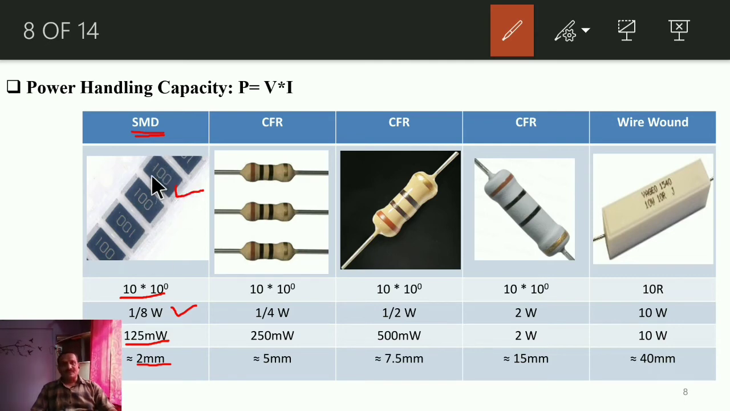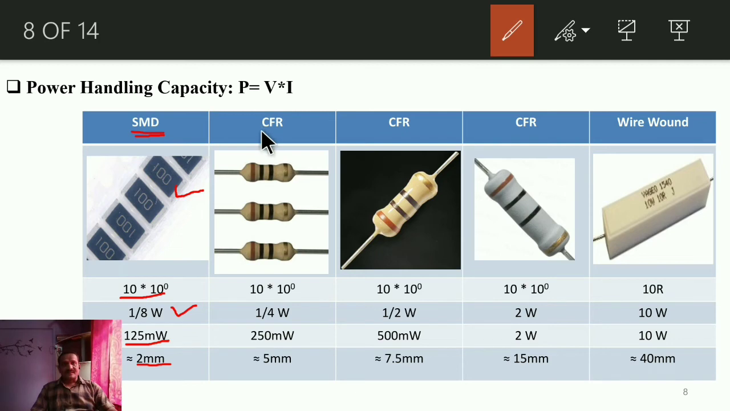So here you will observe it is written as 100. Again, from that number, how to determine its resistance? That is nothing but 10 as it is, into 10 raised to the third digit. The third digit is 0, that is 10 raised to 0. So it comes as 10 raised to 0, which means 1. So it is 10 ohm.